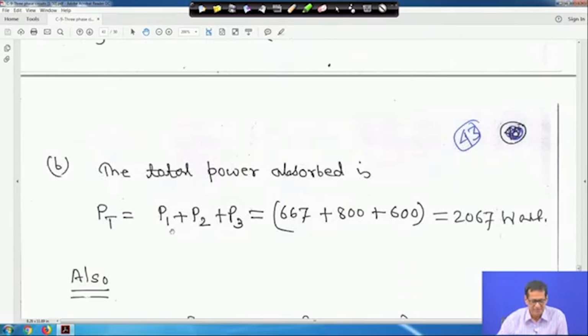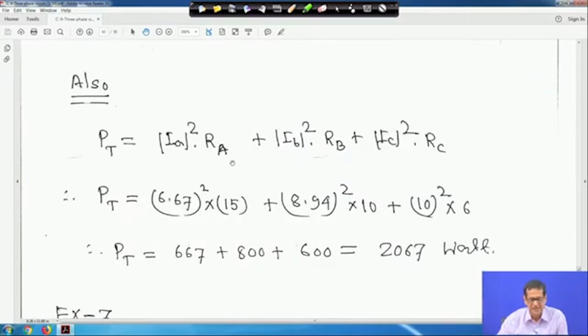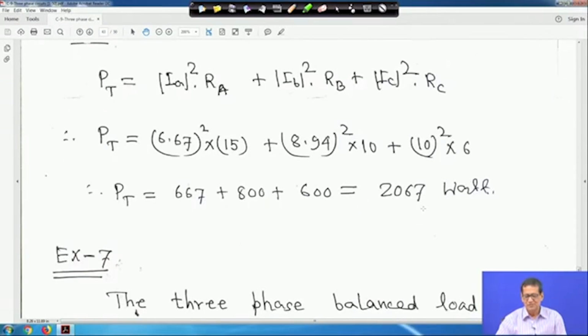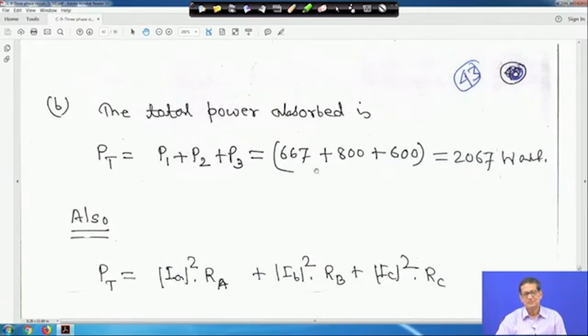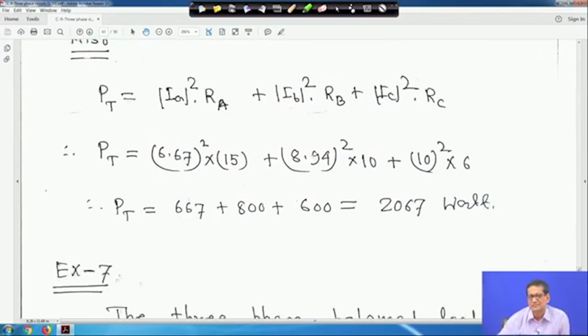Therefore, the total power absorbed is PT is equal to P1 plus P2 plus P3. So, 2067 watt. This is the answer. Now, another way, PT is equal to IA square into RA, the resistance of phase A, plus IB square RB, the resistance of phase B, plus IC square RC. If you put all the magnitudes of the currents and the resistive values, you will get 2067 watt. Here also 2067 watt. So, it is matching. So, the answers are correct. Hope you have understood this.